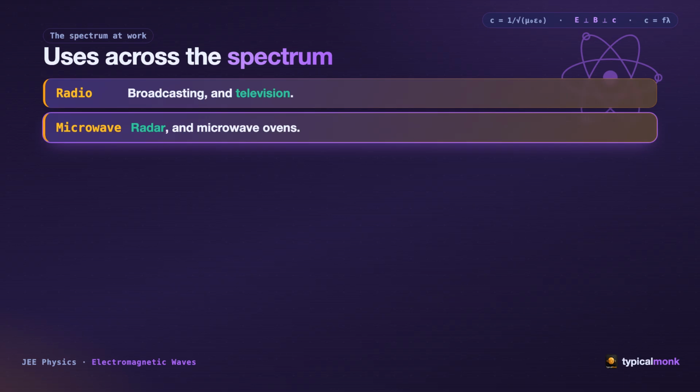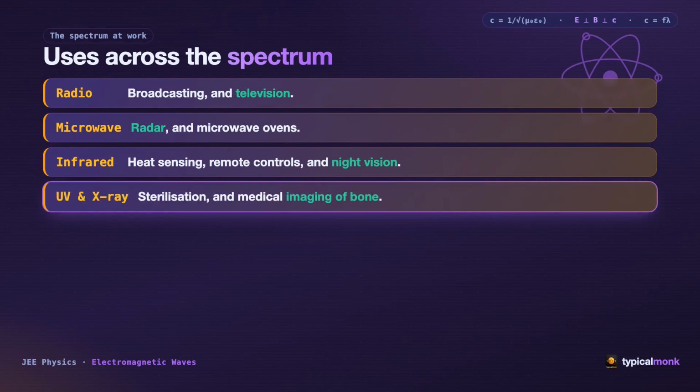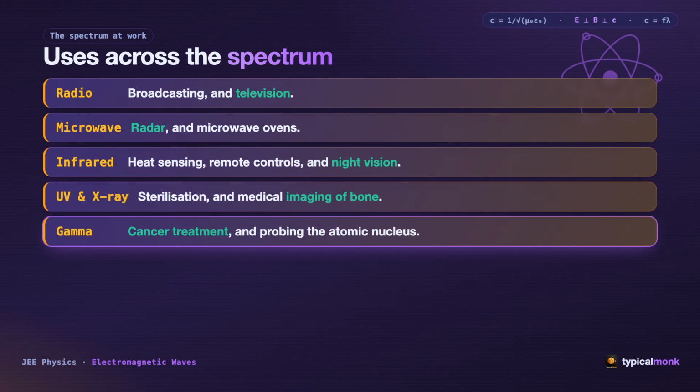Microwaves, used in radar and in microwave ovens. Infrared, used in heat sensing, in remote controls, and in night vision. Ultraviolet and X-rays, used in sterilization and in the medical imaging of bone. Gamma rays, used in cancer treatment and in probing the atomic nucleus.